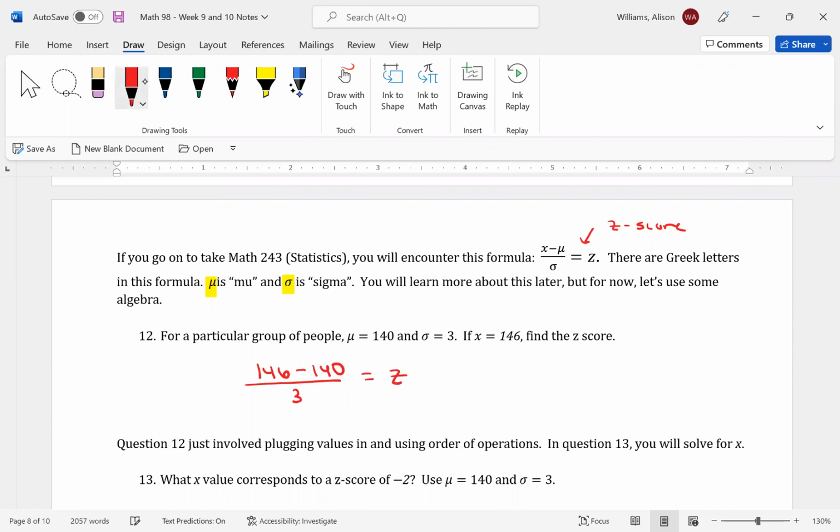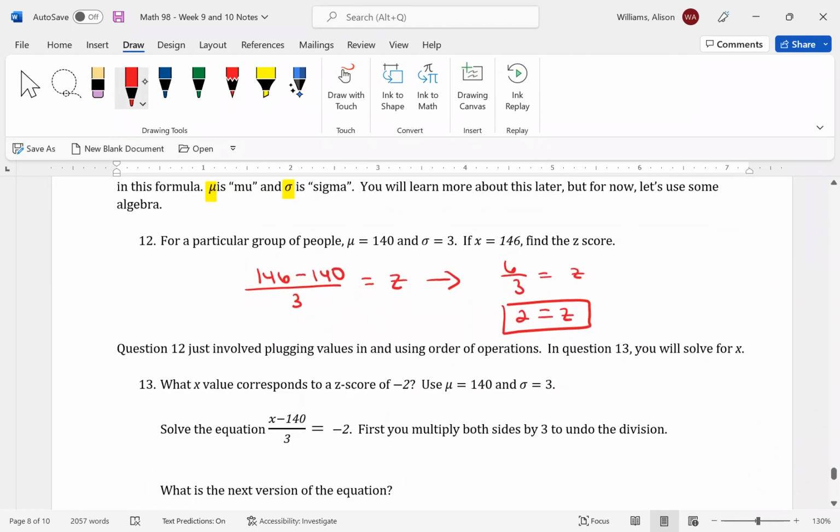Okay, so if I want to figure this out, I need to start by figuring out 146 minus 140. So 146 minus 140, that's 6 over 3, which is 2. So Z equals 2. Okay, so question 12 involved plugging values in and using order of operations. So for question 13, we're going to solve for something. So what X value corresponds to a Z-score of -2 using mu equals 140 and sigma equals 3.